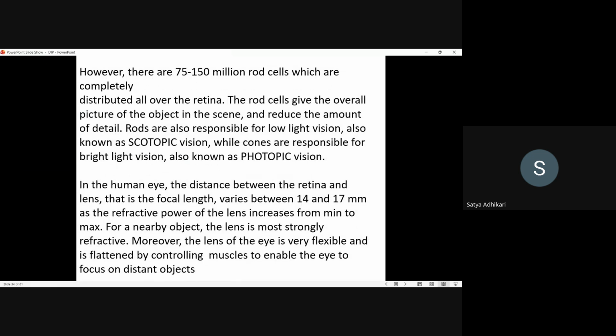So this is the human eye. Sometimes you get questions about the human eye. What is the human eye, how does it work, and you also have to write the different components of the human eye.